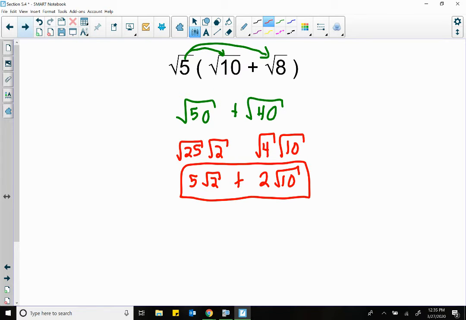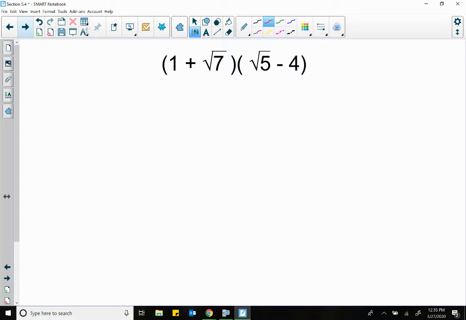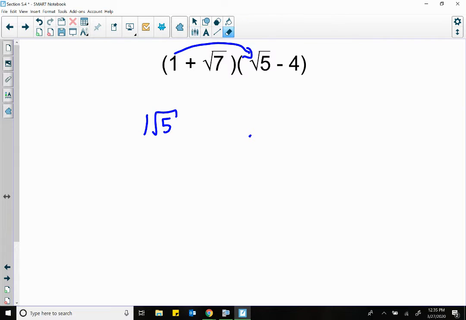Okay. Go ahead and give this one a shot. All right. So in this one, if you were thinking FOIL, you've got it. All we got to do is FOIL through. First, outer, inner, last. Okay? So we're going to take the 1 and multiply it by the square root of 5. Can they really multiply each other? No. But they don't disappear, so we still have it. So 1 square root of 5.